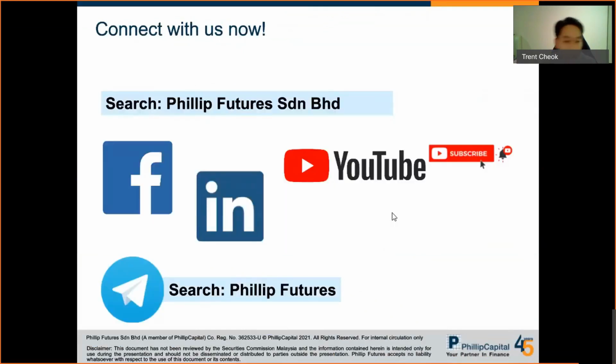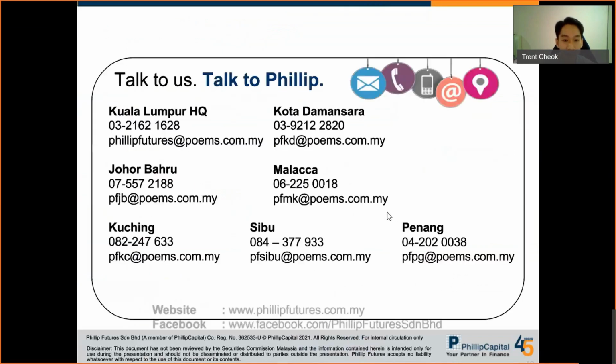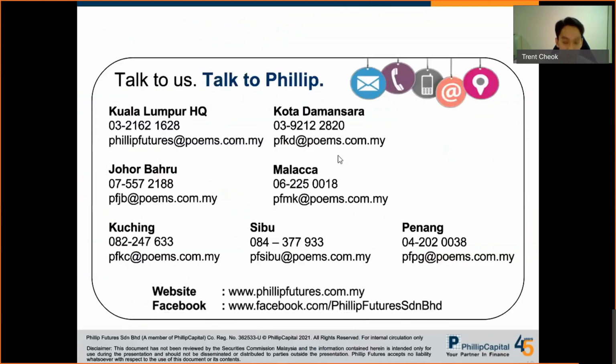Okay, lastly, you can connect to us via various social media platforms. We are on Facebook, LinkedIn, YouTube, and also on Telegram. All you have to do is search Phillip Futures Sdn Bhd, or search Phillip Futures on Telegram. Okay, this is our address, which is also on our website. So if you want to contact us, just go to our website or our Facebook page, and also call the numbers for the branch that is in your state.